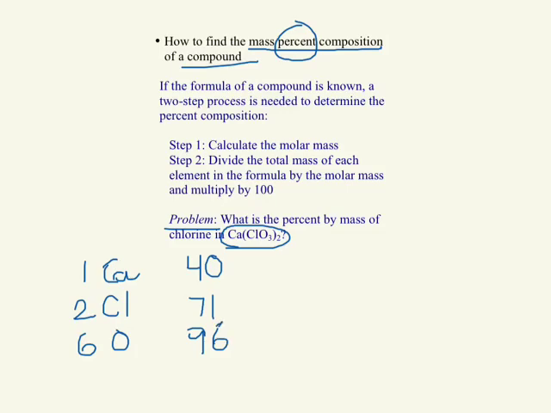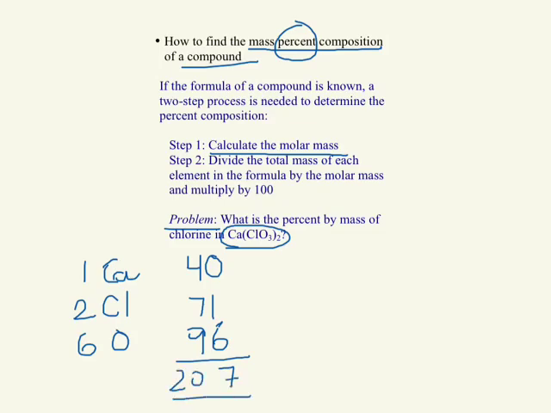So the point is, calcium chlorate is made up of calcium, chlorine, and oxygen. There is some percent of calcium, some percent of chlorine, and some percent of oxygen in it. Question is, what is the percent by mass of chlorine? For that, first you calculate the molar mass. Molar mass means the mass of one whole mole. So for that, you add all the atomic masses. 40 plus 71 plus 96 is 207.